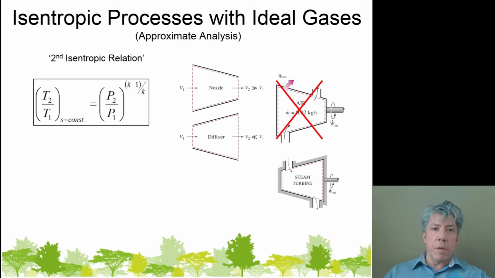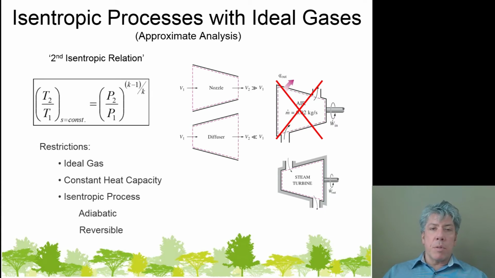It would work just fine for a compressor that had no heat transfer and that was reversible. In other words, that was isentropic. The same restrictions apply to this equation because we've made the same assumptions. It has to be an ideal gas that this equation works on. We have to be able to assume constant heat capacity during the process. In other words, the temperature change of whatever fluid is flowing through these things needs to be fairly small.